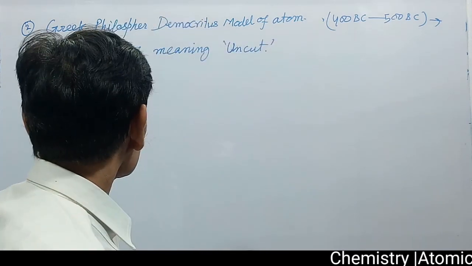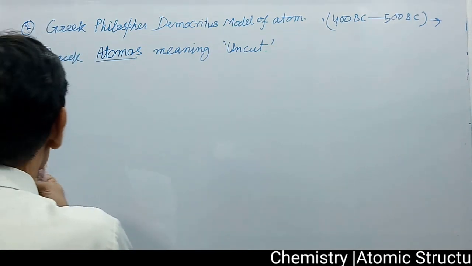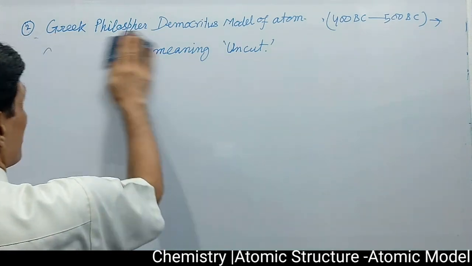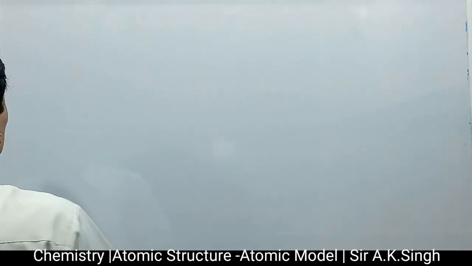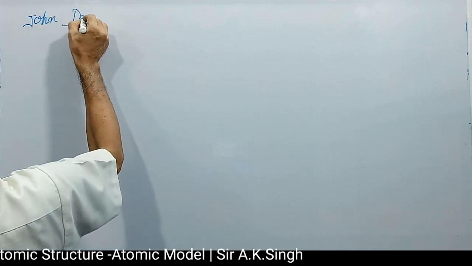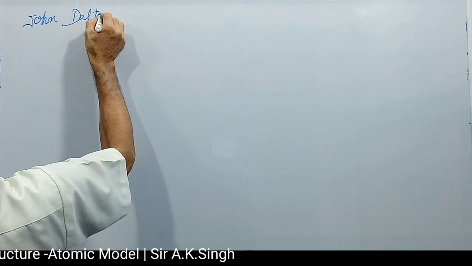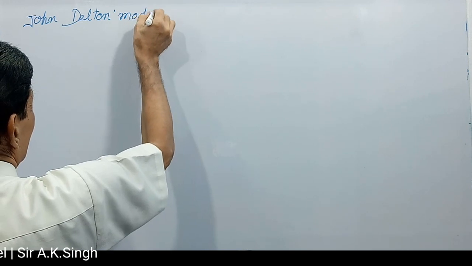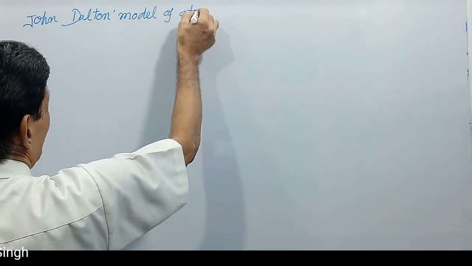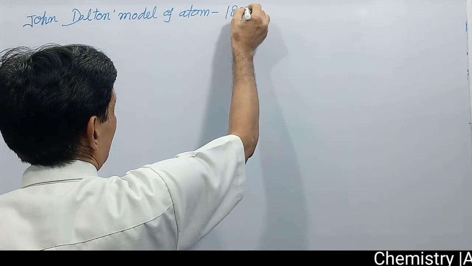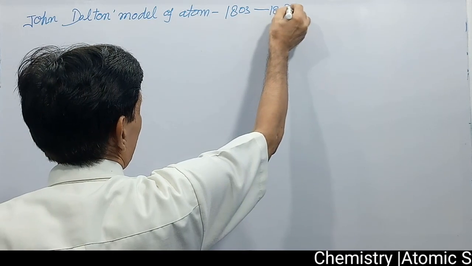Now let us see next Dalton's model of atom. John Dalton's model of atom (1803 to 1808).